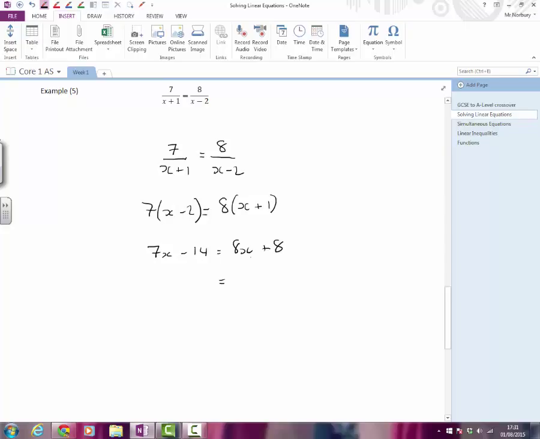Okay, what I'm going to do is add 14 to both sides. So you get 7x equals 8x plus 22. And now I'm going to take 8x from both sides. So I get minus x equals 22. So that means x equals minus 22.